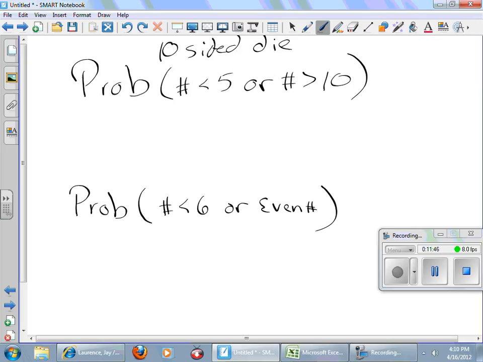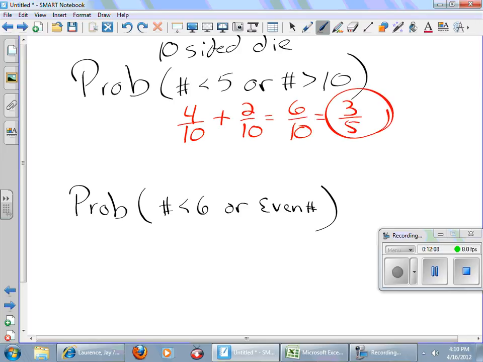All right, let's see here. Probability of getting a number less than 5 would be, let's see, 1, 2, 3, 4 out of 10 numbers, or means to add. Number greater than 10, there'd be 11 and 12. There'd be 2 out of 10. It would be 6/10, which would simplify to 3/5.